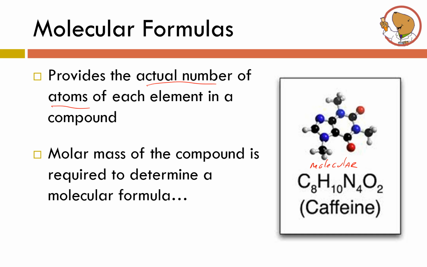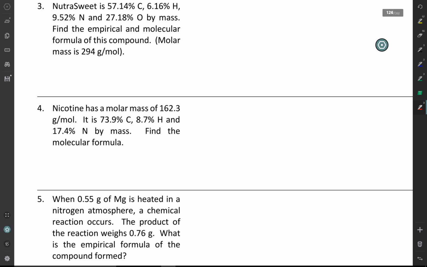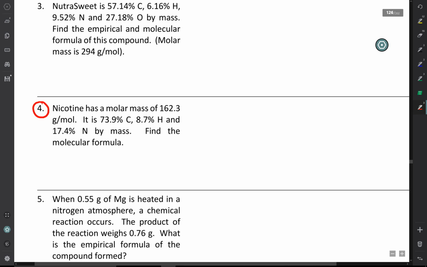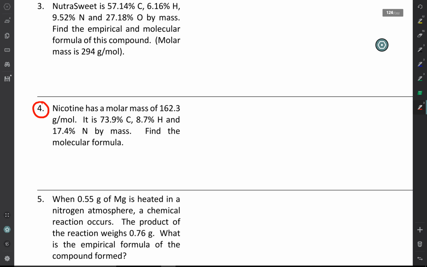All right, let's go ahead and try some practice problems where we're trying to figure out empirical and molecular formulas. In your workbook, I'm going to start on question number 4 about nicotine. We're told that nicotine has a molar mass of 162.3 grams per mole, and we've got its breakdown as far as percent by mass is concerned. We're going to try to find both the empirical and molecular formula. You really can't jump to the molecular formula without first finding the empirical formula.